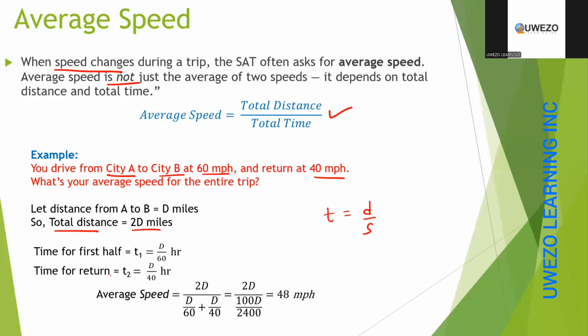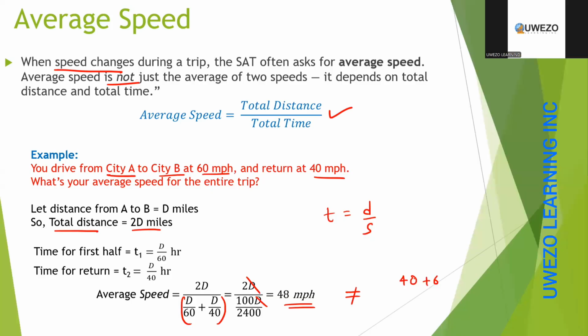Now, the average speed is total distance 2d over the sum of the time periods, so that will be d over 60 plus d over 40. After further simplification, we get the average speed for the round trip as 48 miles per hour. And this is not the same as the average of the speeds, which would be simply 40 plus 60 over 2. Both are not the same.